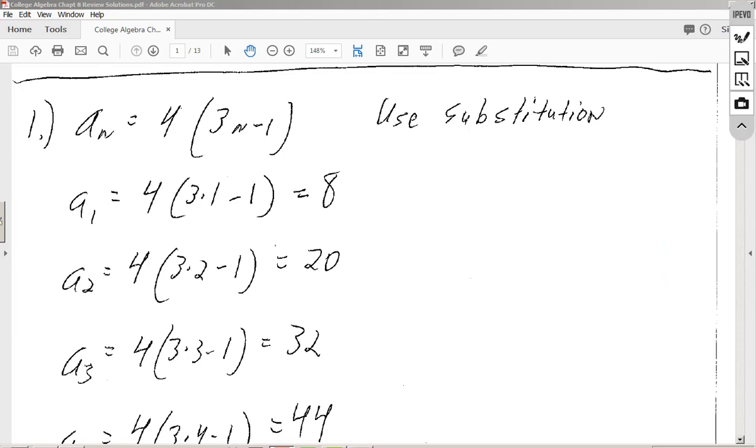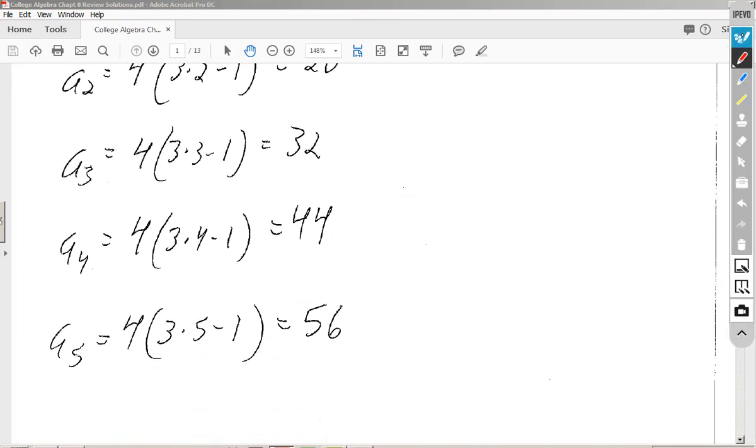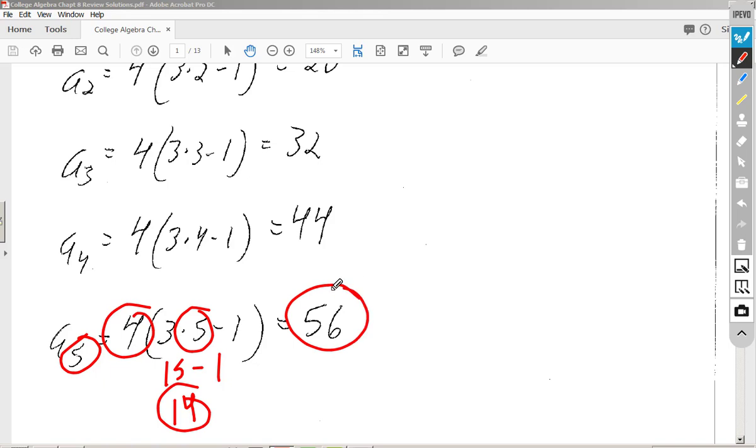And then on this last one, again, just using substitution. So substituting in a sub 4 into your equation. So 4 goes in place of n. So 3 times 4 is 12. 12 minus 1 is going to be 11. And then multiply that 11 times 4, and you get 44. And a sub 5, substituting that 5 into your equation. Get 3 times 5 is 15. Subtract that 1, which is going to be 14. 4 times 14 gives you a total of 56.